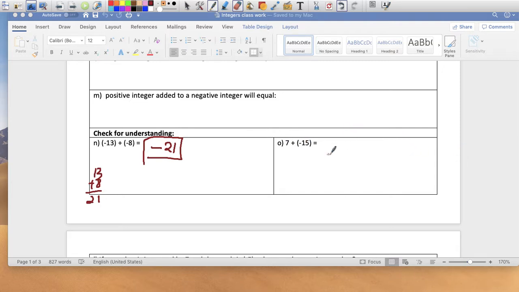7 plus -15, I know my answer in this case is going to be negative because this is the bigger one. And guess what? I'm not adding 7 plus -15 because I definitely can make some 0 pairs, right? So after I make some 0 pairs, there's going to be some negative numbers left over. How many negative chips will I have left over? -8. So that's my answer.